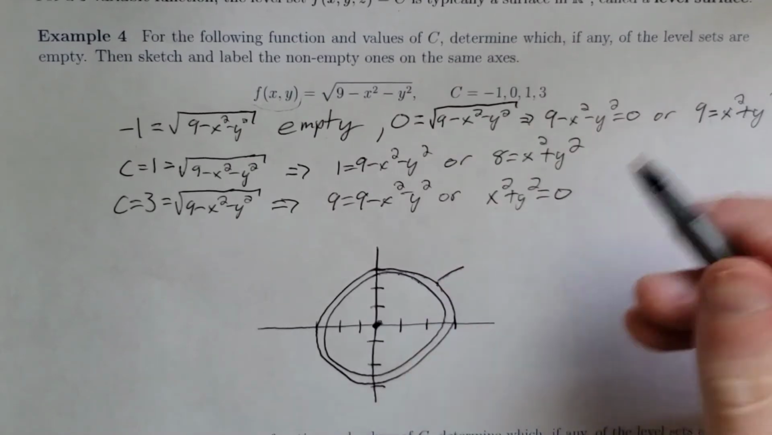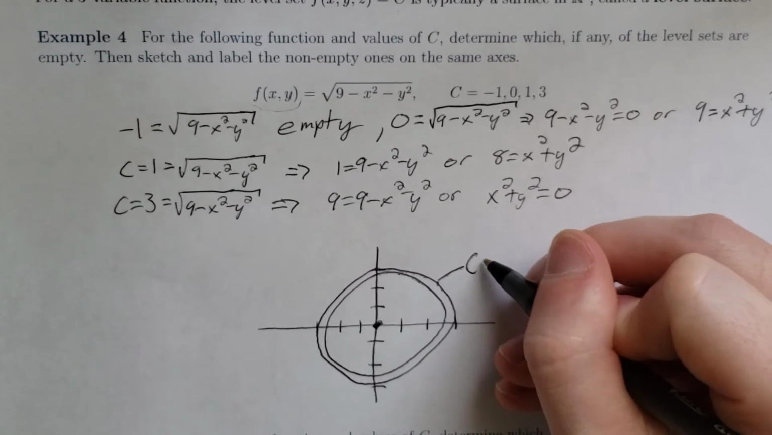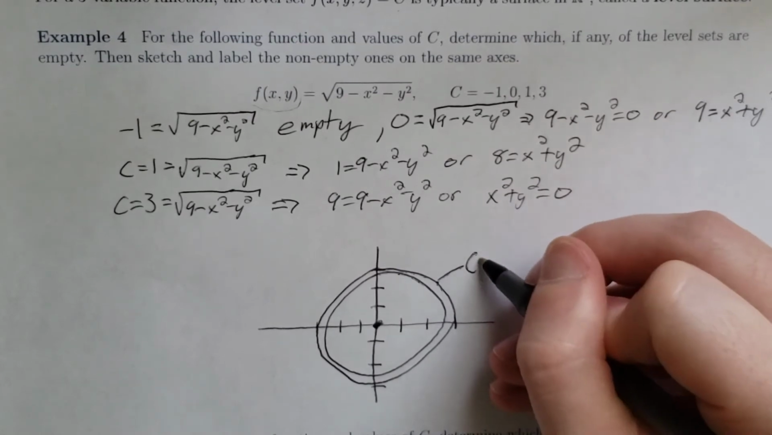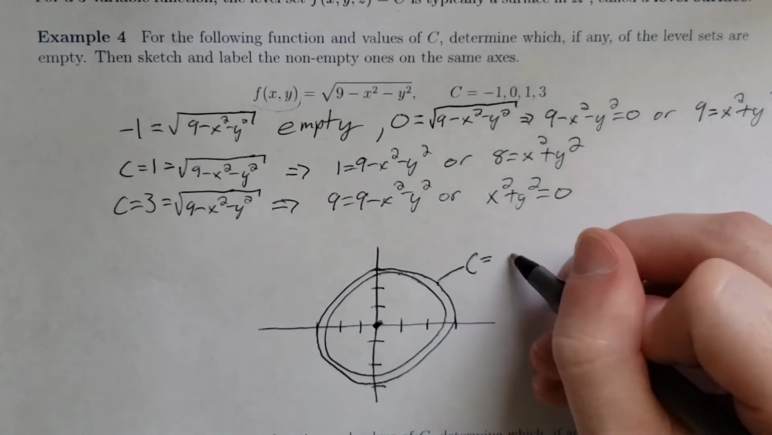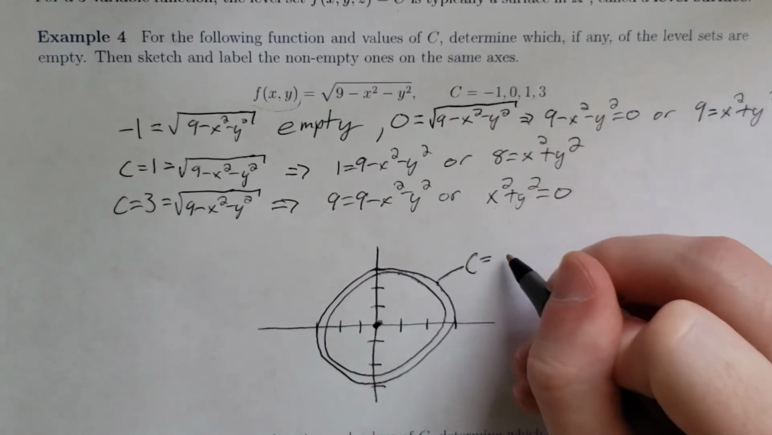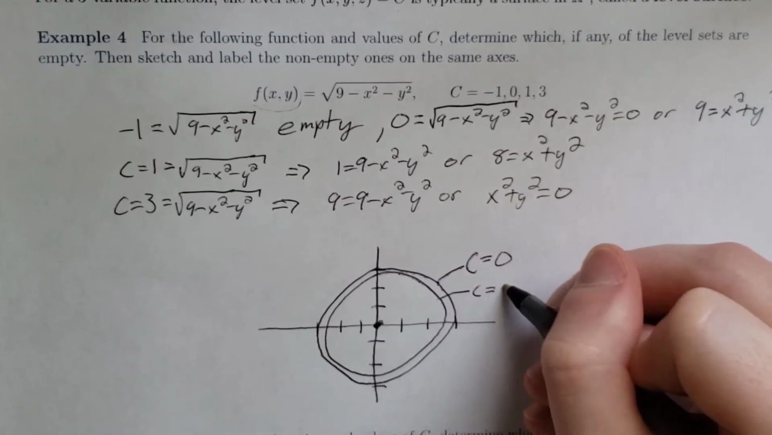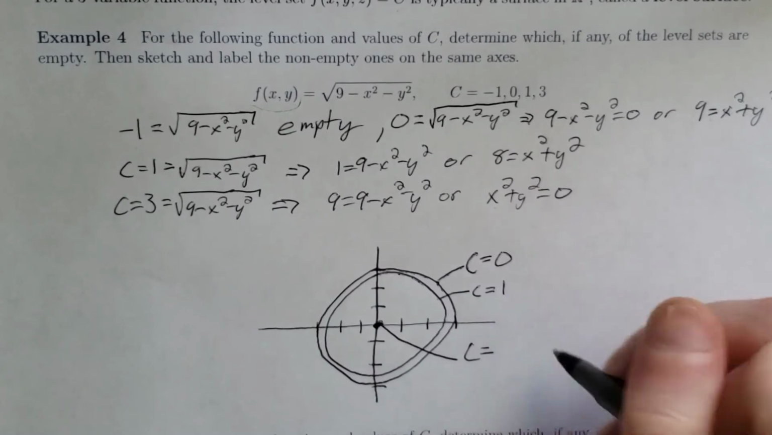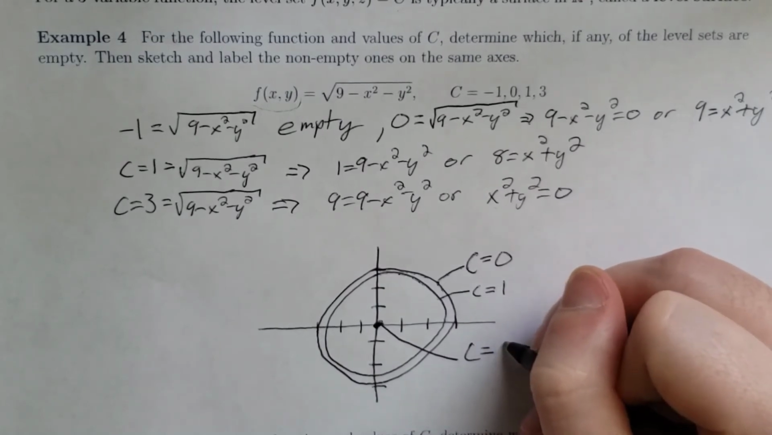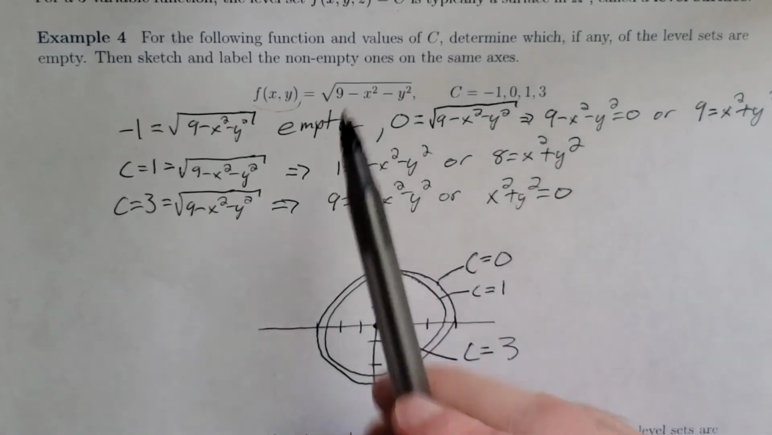And then this is the C value, or the curve. This is related to the curve C equal to 0. This is related to the curve C is equal to 1. And this point in here is related to the curve C is equal to 3. Now, let's actually think about what that means.